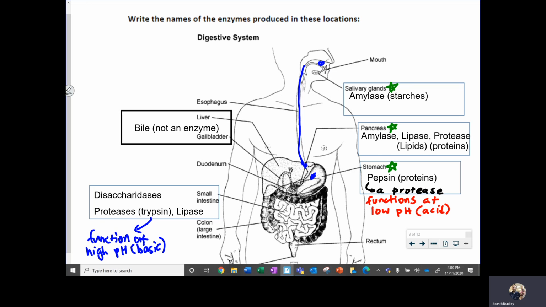So trypsin will function at high pH. Basically what happens is the small intestine will also have things like the bases that neutralize the acids. Okay, so that's a review of what we just talked about.